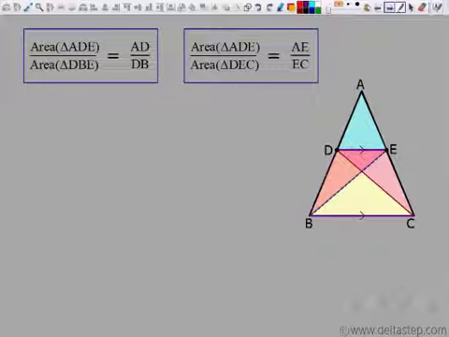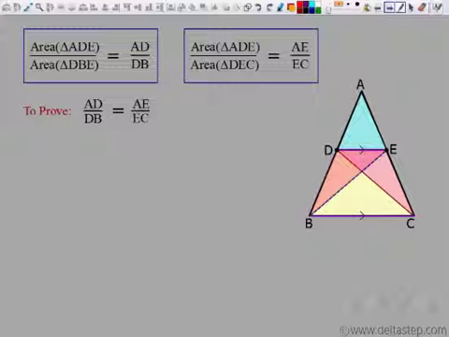What do we want to prove? We want to prove that AD by DB is equal to AE by EC. So these two expressions should be the same. In these two expressions, you see that you have area of triangle ADE common in both. All I need to do is prove that area of these two triangles is the same.